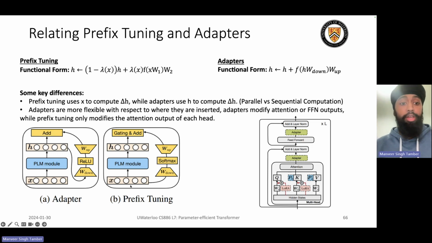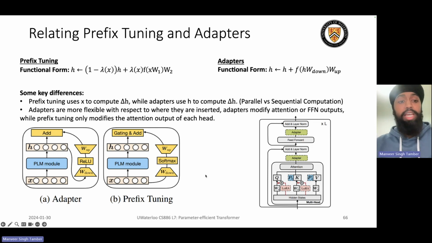Whereas in prefix tuning, we don't pass x through the PLM module to go into the second branch. It actually is passed right into the second branch. So we have basically h as it would have been without prefix tuning and h with prefix tuning, and then we can add these together, right?